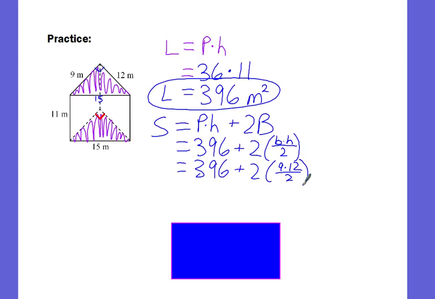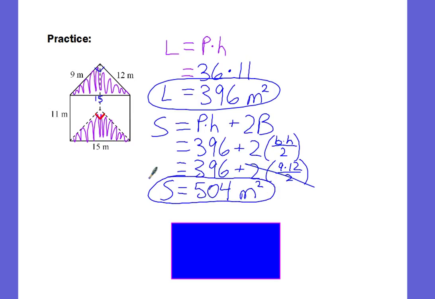And this will happen sometimes where if you divide by 2 and you multiply by 2, you might as well make your life easier and cross those out. So you're doing 396 plus 9 times 12. And that is going to give us 504 meters squared for total surface area. Good. All right, last one, we're going to find volume.